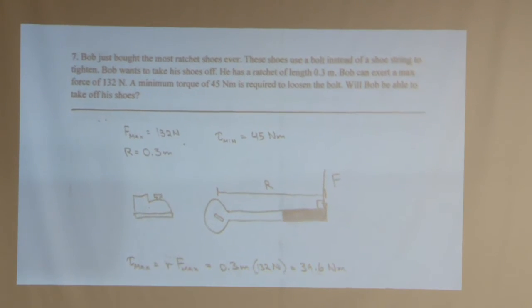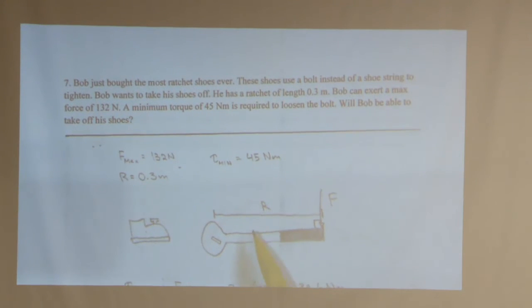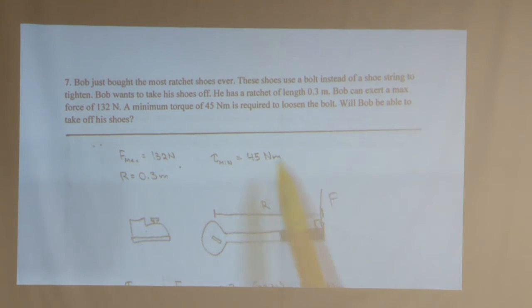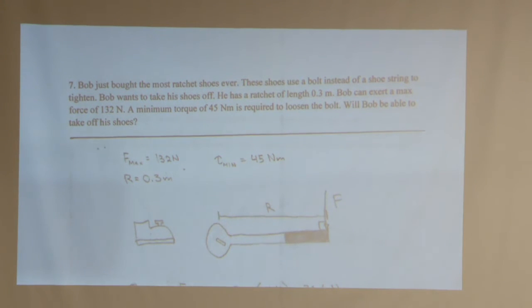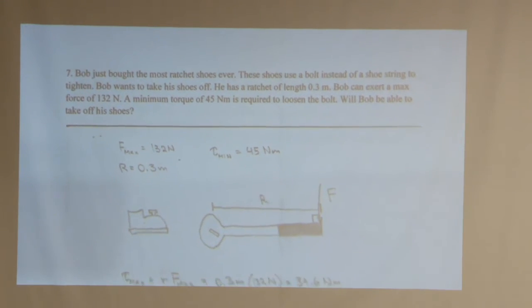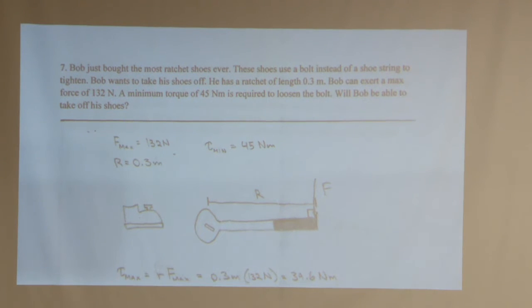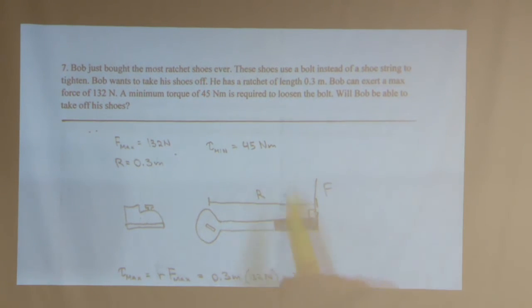All right, so this is what we have here. So we have the ratchet, which is 0.3 meters long. We have his max force is 132 newtons, and we have the minimum torque needed to take his shoe off is 45 newton meters. So to answer the question of if Bob can take his shoes off, we need to see the max torque that Bob can apply. So to get max torque, we're going to apply the force as far from the center of rotation as possible. So we're going to apply it at the end of the rod, or the ratchet. Also, we need to make sure that the force is perpendicular to the radius, because that's also going to maximize the torque we can produce.